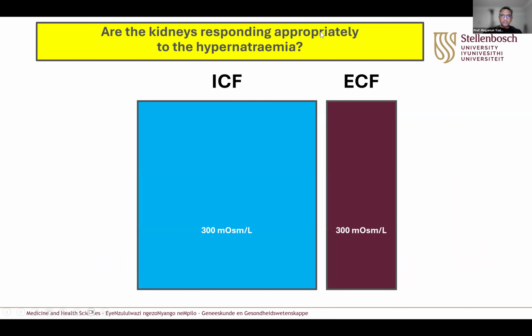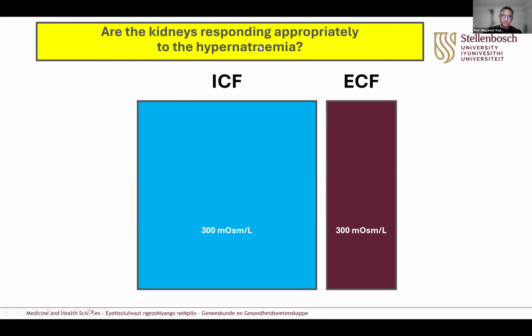So are the kidneys responding appropriately to the hypernatremia? Remember, this patient had a sodium concentration in blood of 161 millimoles per liter. So are the kidneys responding appropriately? And I did mention to you earlier, with the urine osmolality of 958, the kidneys were responding appropriately because the urine was concentrated, almost maximally concentrated. But let me just explain why hypernatremia and hyponatremia have nothing to do with the sodium concentration.